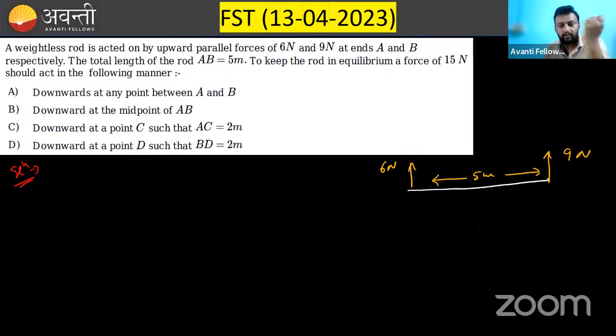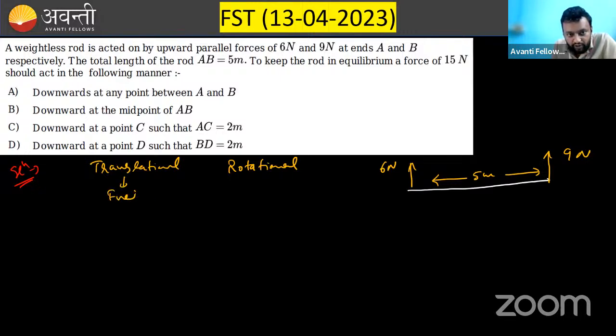So what I'm saying is that two types of equilibrium are there. One is translational equilibrium, another is rotational equilibrium. For translational equilibrium, net force should be 0. For rotational equilibrium, net torque should be 0. I think now something is coming to your mind. Net torque should be 0.